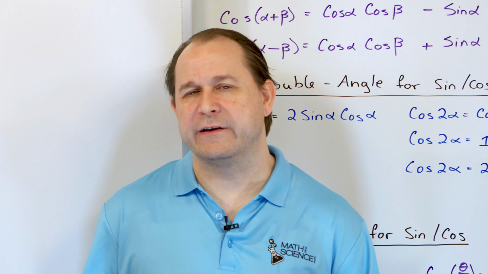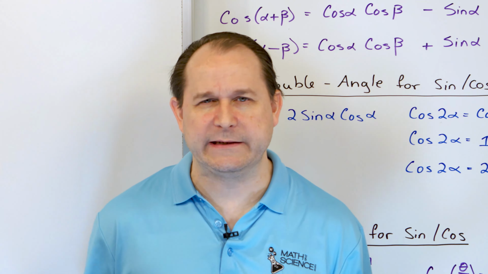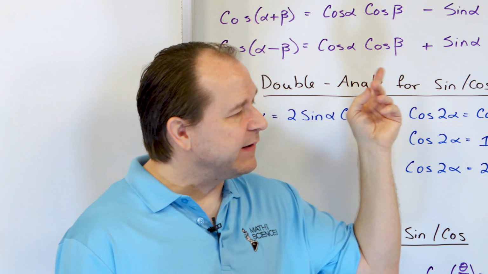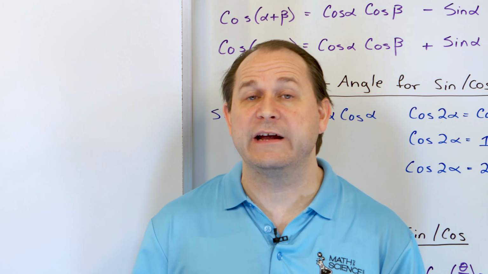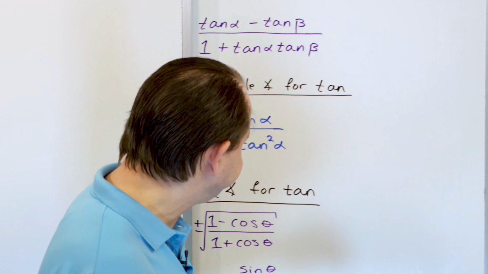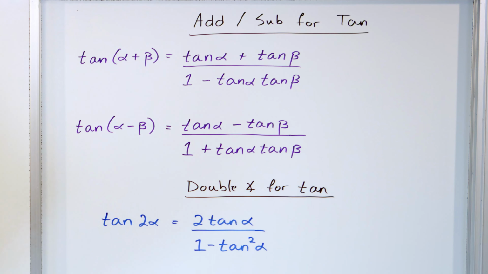The tangent function is fundamentally different because it's sine divided by cosine, so it has a completely different shape. So the identities for addition, subtraction, half angle, and double angle identities for tangent, they look a lot different. All right, so I'm going to reveal those to you and we're going to learn how to use them in this lesson. Here are the addition and subtraction identities for tangent.